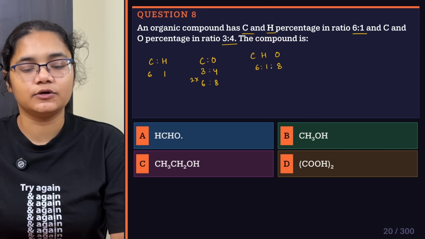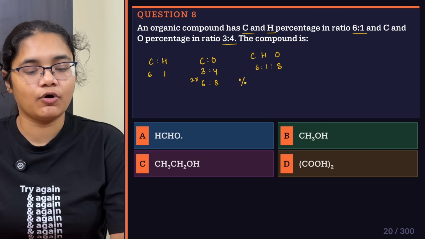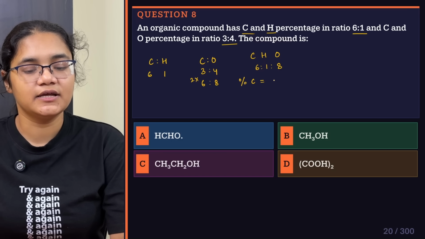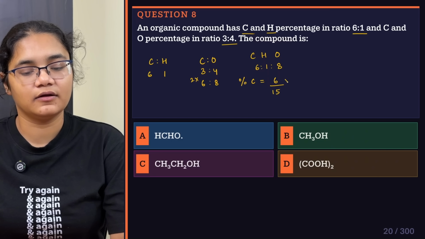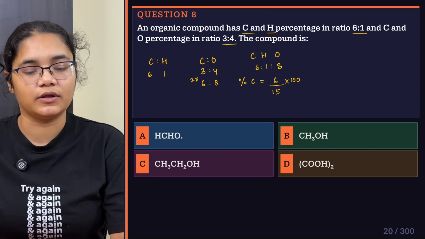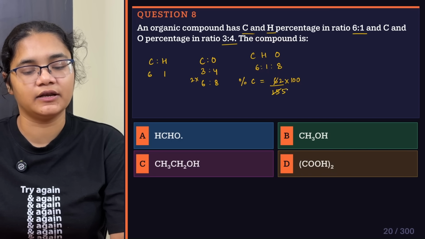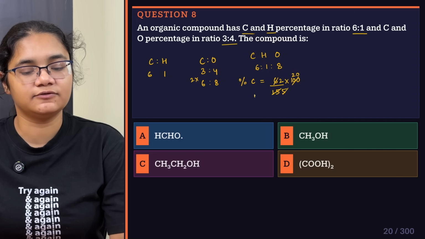Okay, so what is the total mass here? 15 here. So if I see the percentage of carbon, it will be how much? 6 by 15 into 100, right? 6 is the mass of carbon, and total is 15. So 6 by 15 into 100. So 3 2s are 6, 3 5s are 15. Then I have 5 1s are 5, 20. So carbon percentage is 40 here.